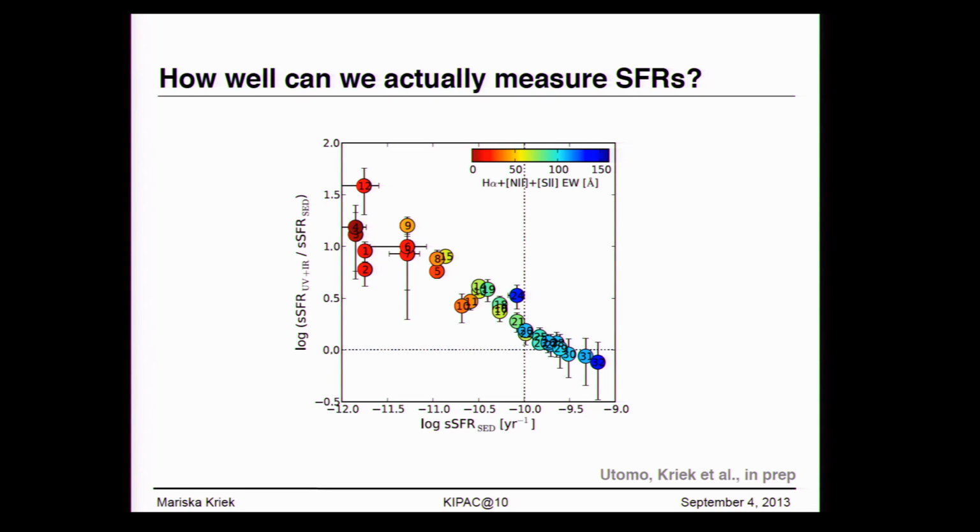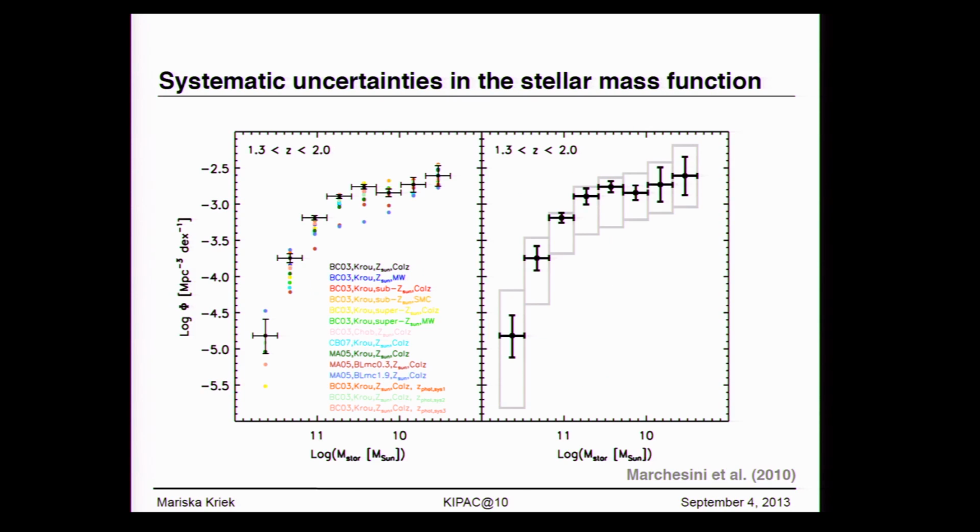So how well can we measure the star formation rate? This is just one way. There's lots of people who have been trying to improve on this, and there's lots of people who've compared different types of indicators and showed that there may be some problems there. Stellar masses, same story, although I think this depends a little bit more on what you actually put in.